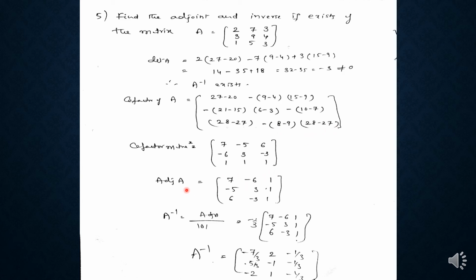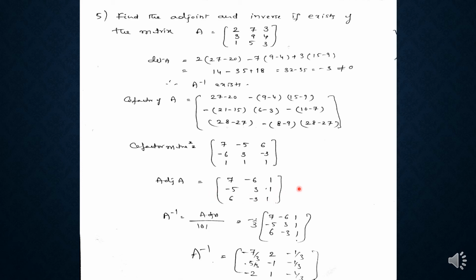Now the adjoint of A is obtained by transposing this cofactor matrix. So 7, minus 5, 6: the first row becomes the first column. The second row, minus 6, 3, minus 3, becomes the second column, and the third row, 1, 1, minus 3, becomes the third column. So this is adjoint A.